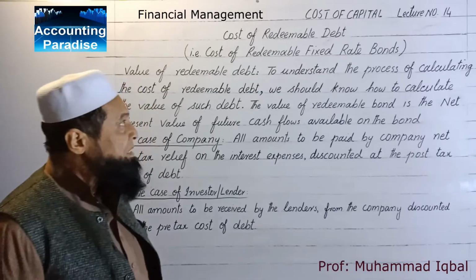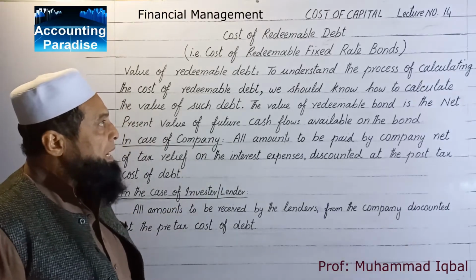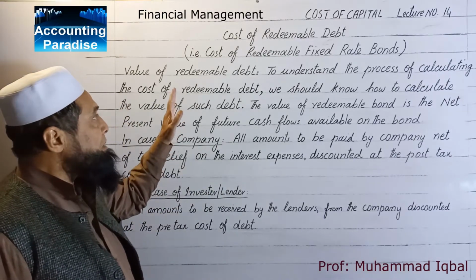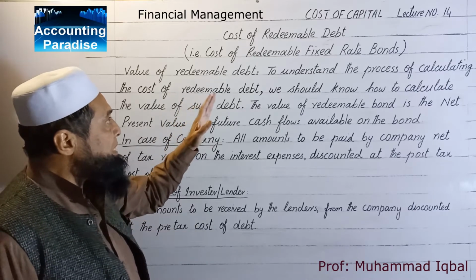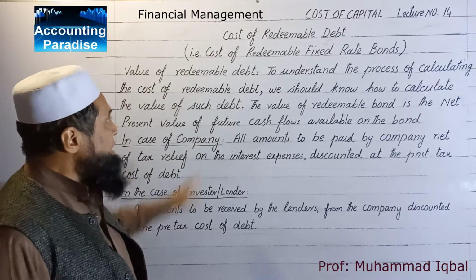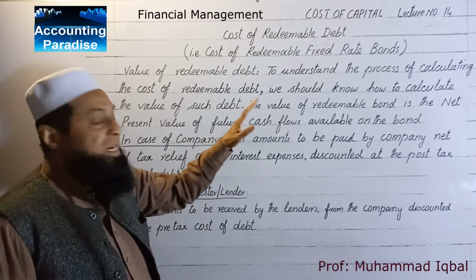Bismillahirrahmanirrahim. This is our lecture number 14, and it is the second type of debt, cost of redeemable debt. That is, cost of redeemable fixed rate bonds.